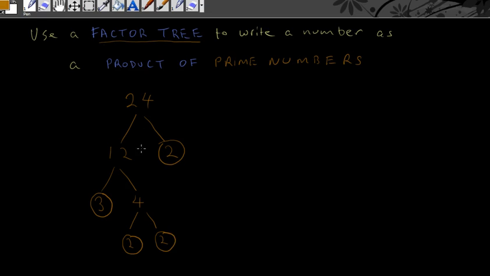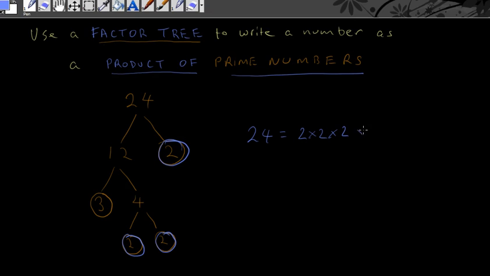Okay, now once you've done that, you haven't finished. There's one other thing that you must do, and you need to write it as the product of prime numbers. So product means times. So you write down 24 equals 2 times 2 times 2 times 3.